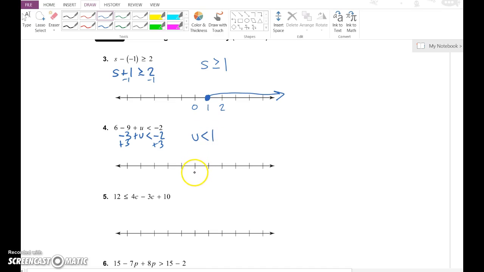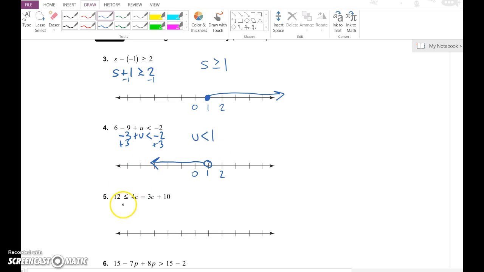So again, with your number line, let's put on the number we're going to graph and at least one number larger and one number smaller than it. U is less than 1, so it cannot be 1, so we put an open circle on the 1, and then our arrow needs to go toward the less than side. 0 would be a solution that works. 0 is less than 1. Negative 5 works. Anything negative would be less than 1.